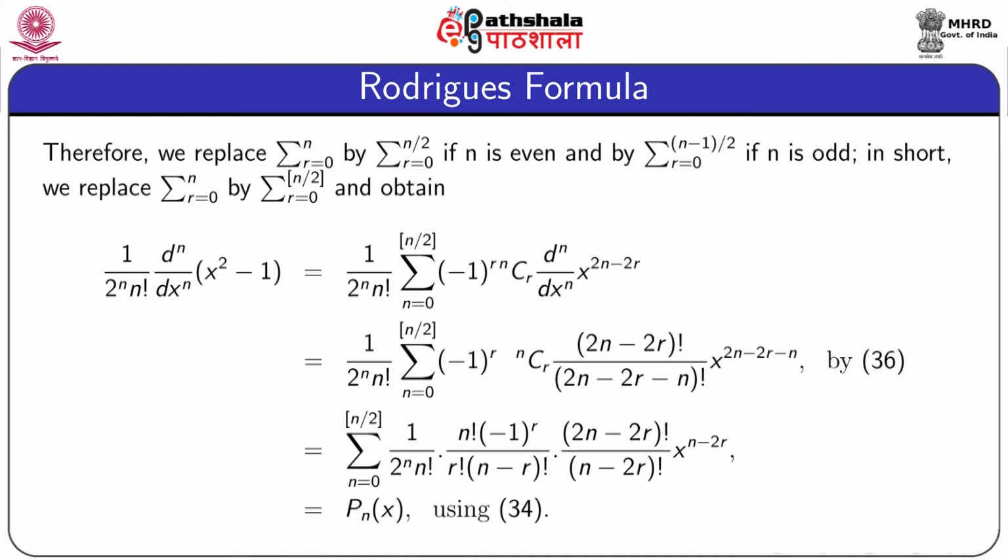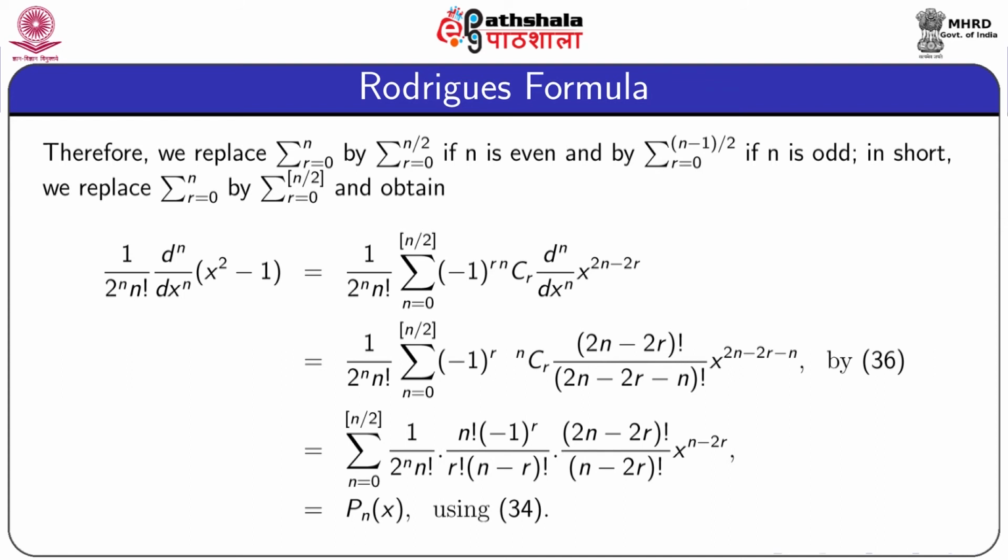Therefore, we replace the summation r = 0 to n by the summation r = 0 to n/2 if n is even, and by the summation r = 0 to (n−1)/2 if n is odd. In short, we replace the summation r = 0 to n by the summation r = 0 to [n/2], and we obtain 1/(2ⁿ n!) times the nth derivative of (x² − 1)ⁿ is equal to 1/(2ⁿ n!) summation r = 0 to [n/2] of (−1)^r nCr times the nth derivative of x^(2n−2r).